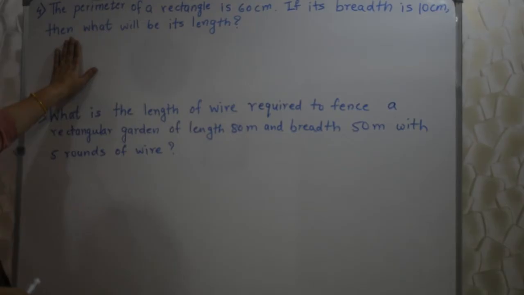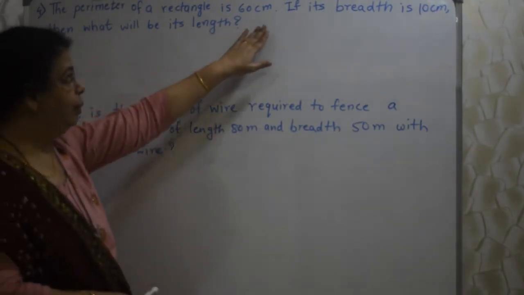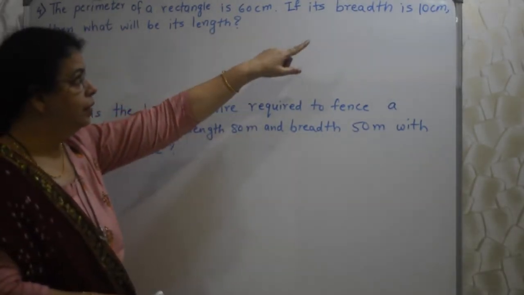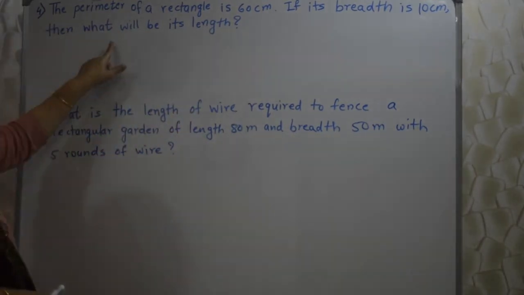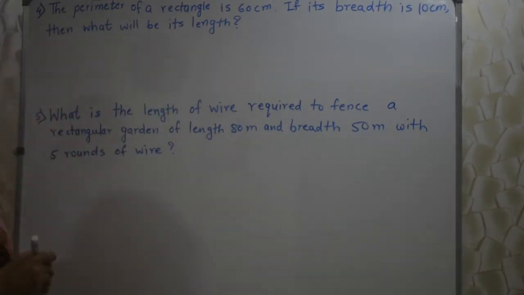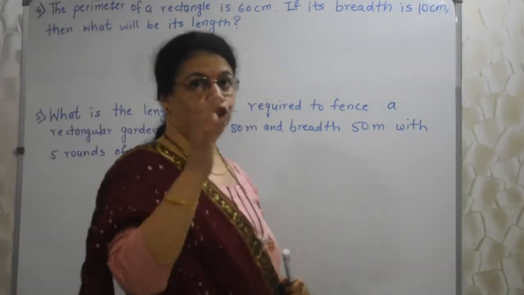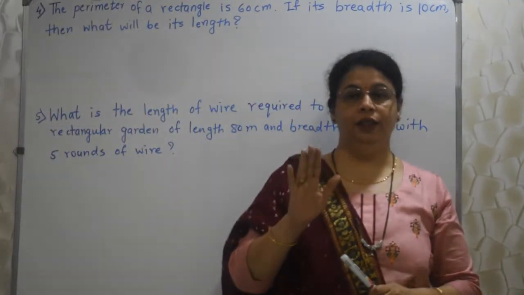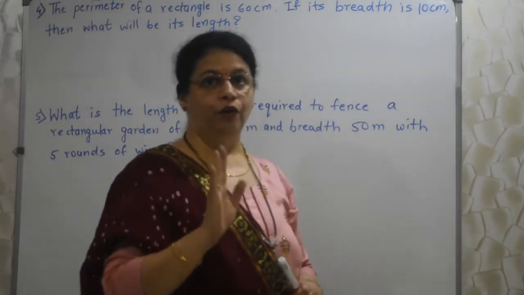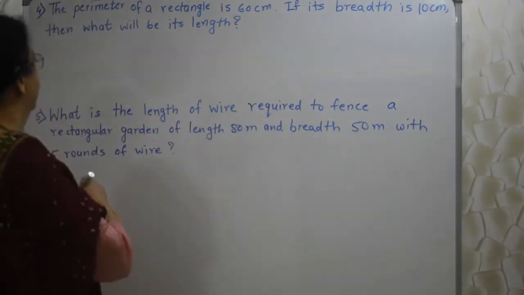The perimeter of a rectangle is 60 centimeter. If its breadth is 10 centimeter, then what will be its length? Students, first what should come to your mind is the formula. Formula of a perimeter of a rectangle. What is it?